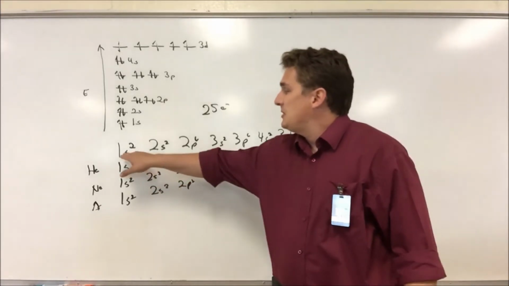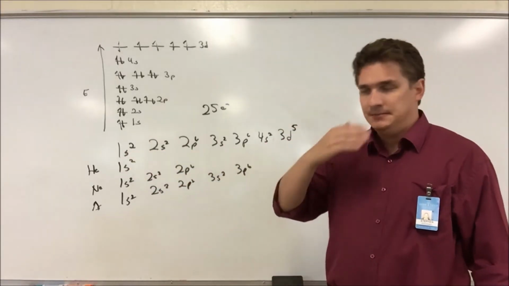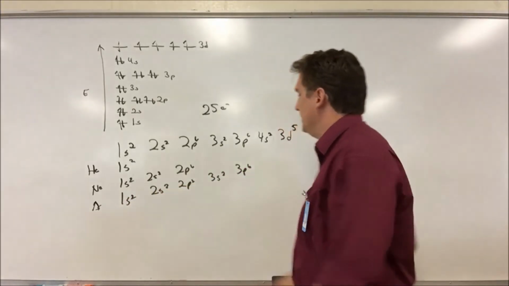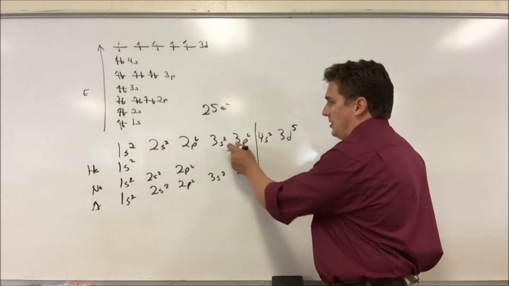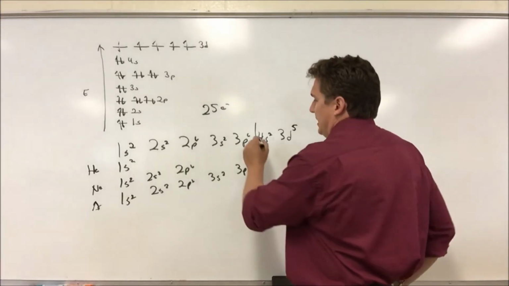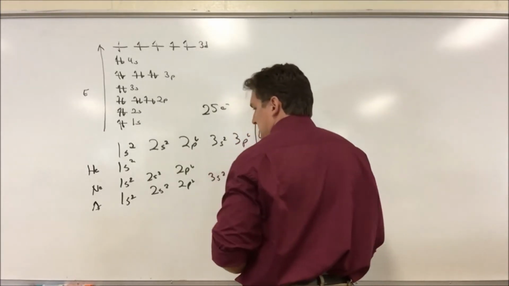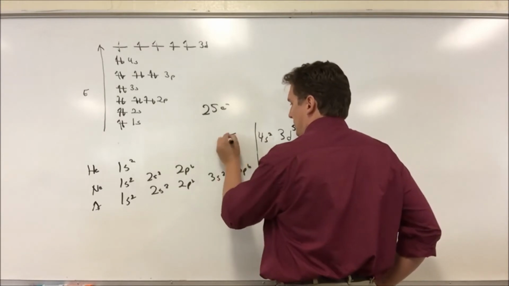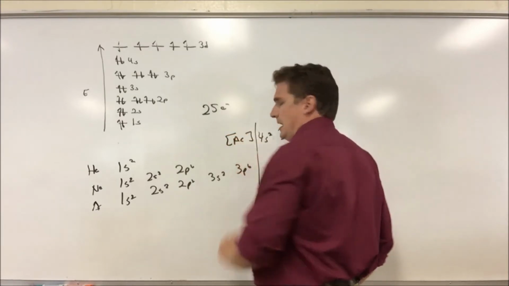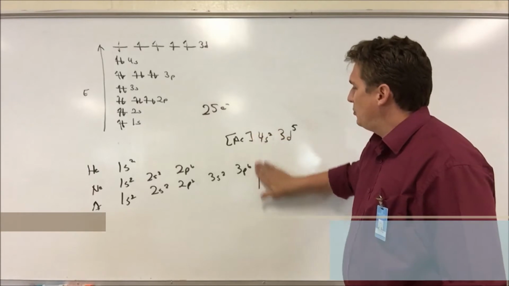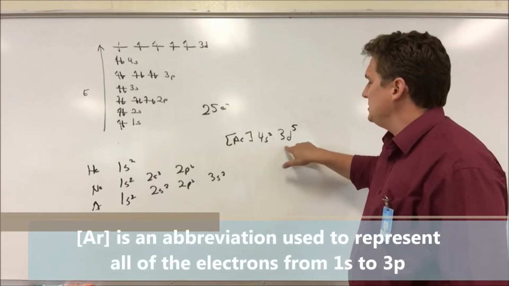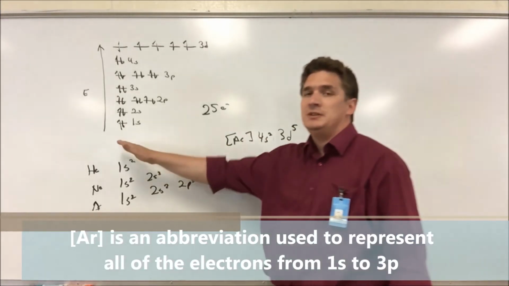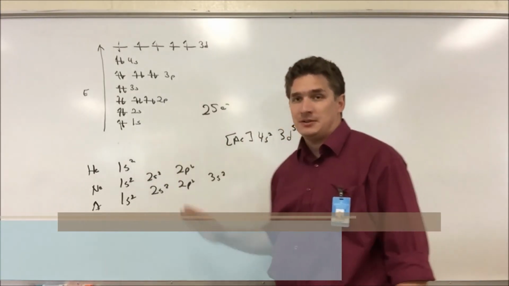So instead of having to keep track of all of these electrons, what we can do is we can take the highest noble gas configuration, in this case, all the way up to 3p6, and replace it all with bracket Ar. So if we have bracket Ar, 4s2, 3d5, this is the same thing as what we had before with the 25 electrons with the 1s2, 2s2, 2p6, etc.